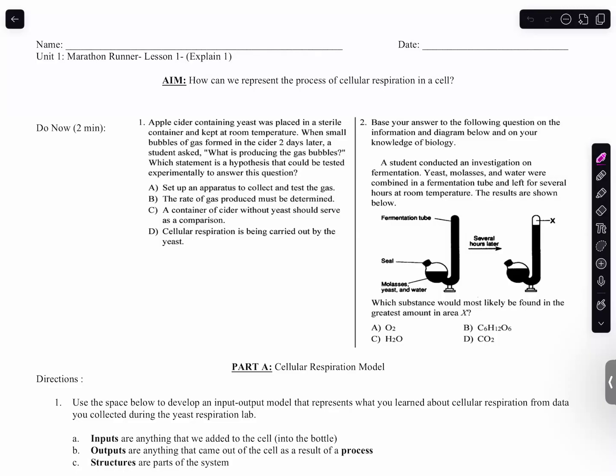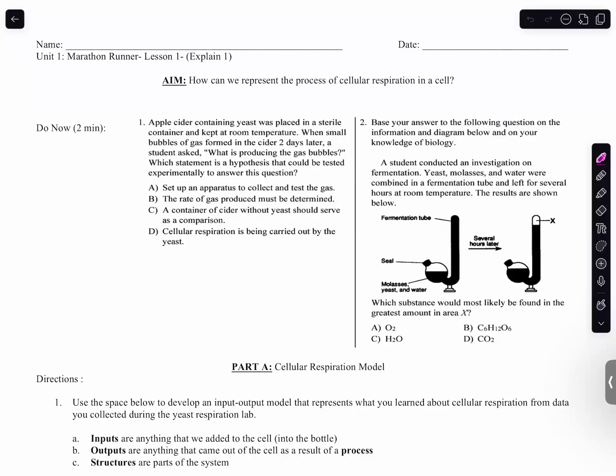All right, so our aim says, how can we represent the process of cellular respiration in a cell? Now, keep in mind, we want to remember a lot of the stuff that we did prior to this lesson during the yeast investigation that we've already done. All right, so let's read our do now question.